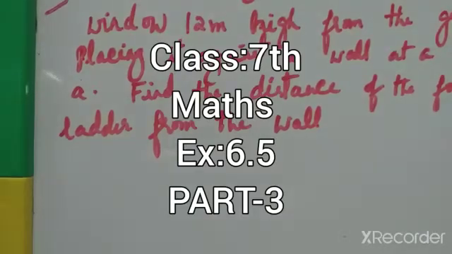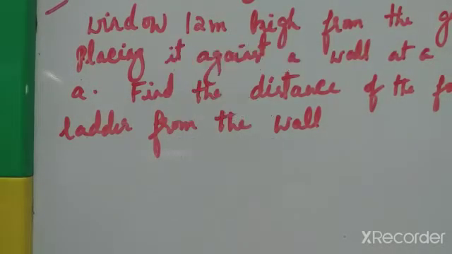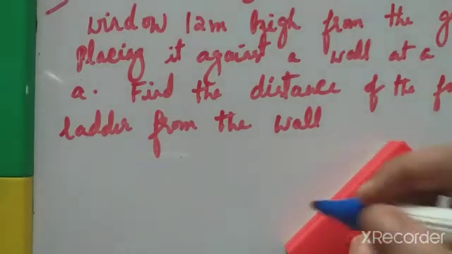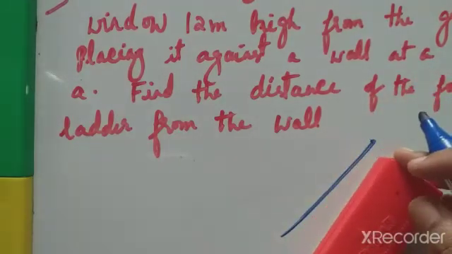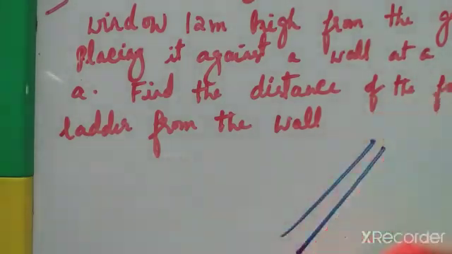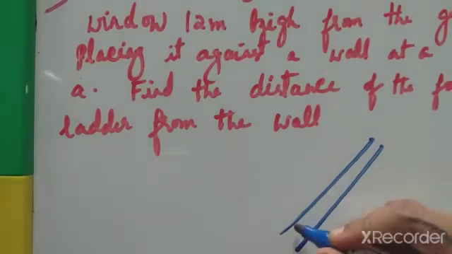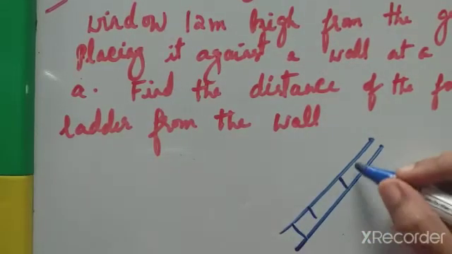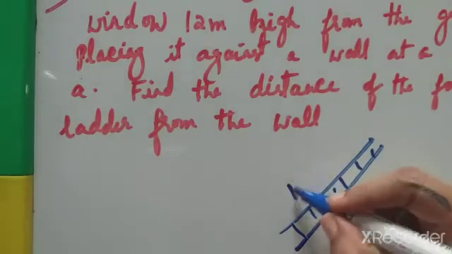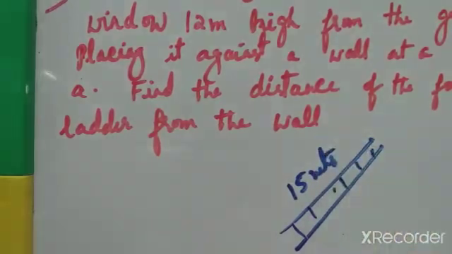Now third question. A 15-meter long ladder reached a window 12-meter height from the ground. On placing it against a wall at a distance A, find the distance of the foot of the ladder from the wall. Now a 15-meter long ladder means a slant line. This is a ladder. Now we have to draw a triangle here. So this is the ladder, a 15-meter long ladder.